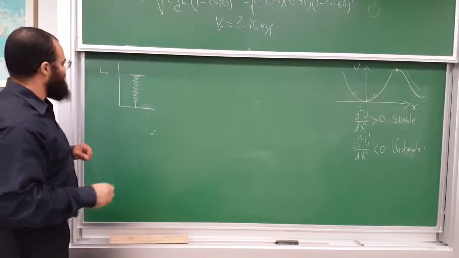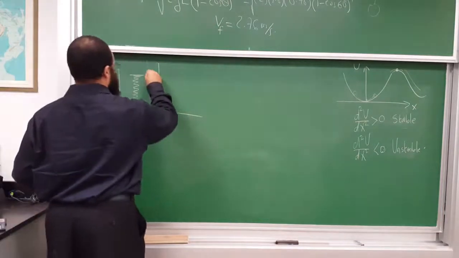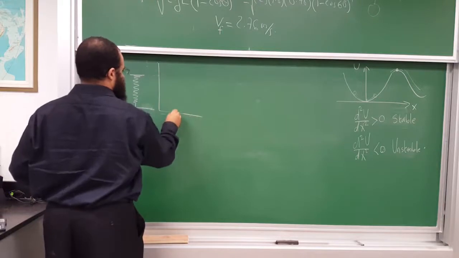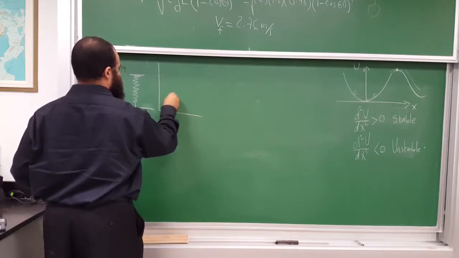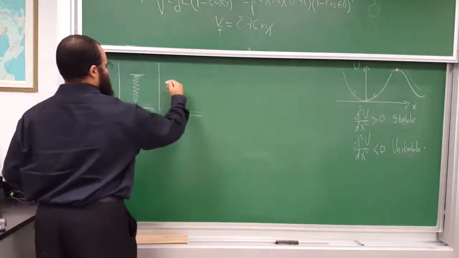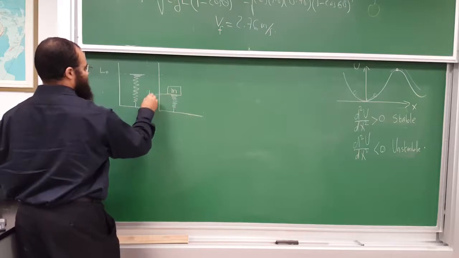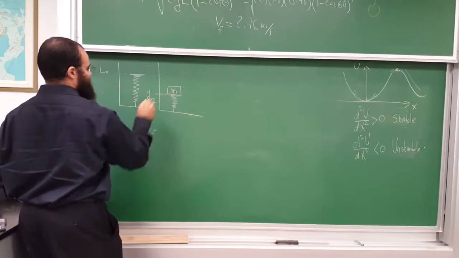I come along, and then I place a mass on this spring. So here's the original length. So I will place a mass. So slowly I will compress the spring, and the spring will end up here at y equilibrium.